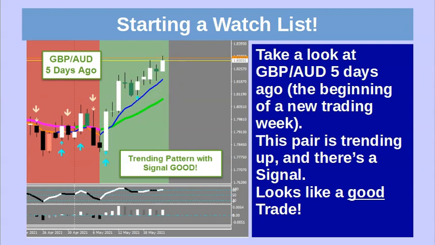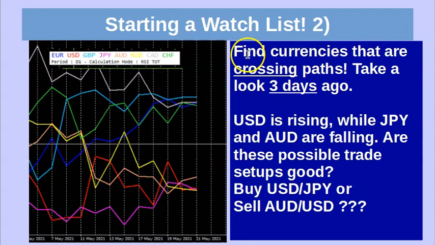Okay, so let's continue with our lesson on using the currency lines tool. Now, the second way to use the currency lines tool is, here's the second way. You want to find currencies that are crossing paths. Okay, crossing paths. Take a look 3 days ago here. The USD is rising. So let's find the USD first of all. USD is in red. Okay, so 3 days ago. 1, 2, 3. So here you see at the end of the day, look at the strength and the angle.